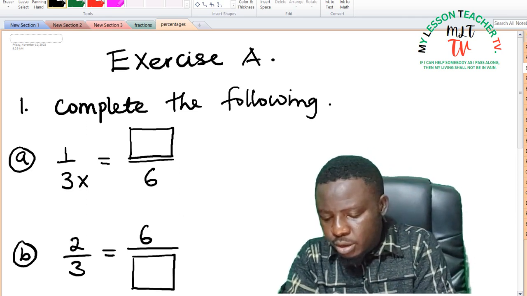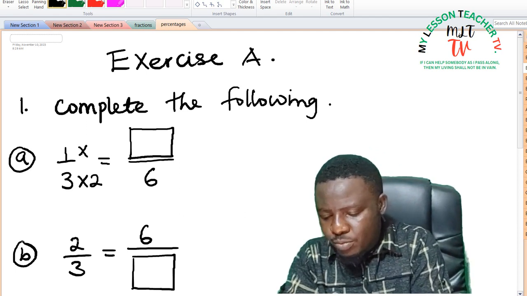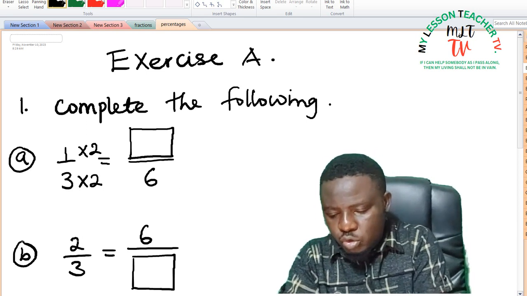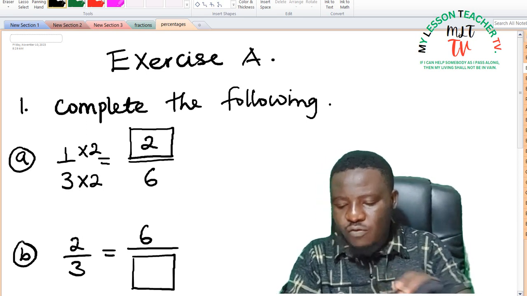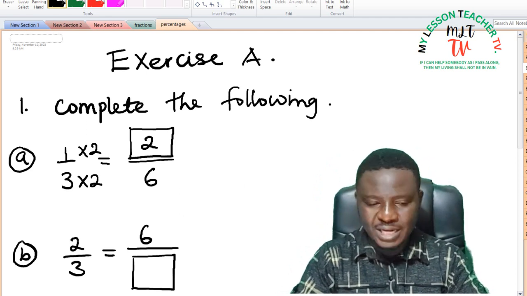So it is said to be, if 2 times 3 is 6, then I'll also multiply the numerator by 2 to get my new numerator. So this is equal to 2 over 6. So 2 over 6 is said to be the equivalent fraction of 1 over 3.